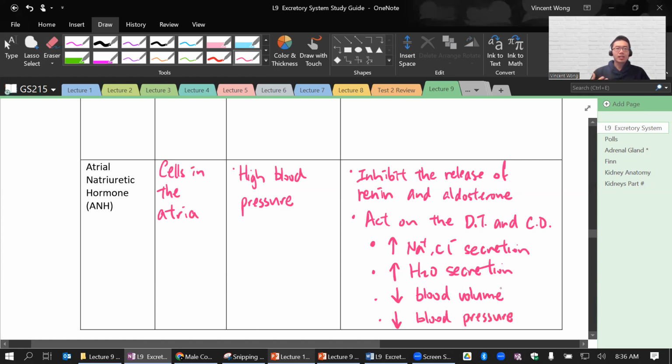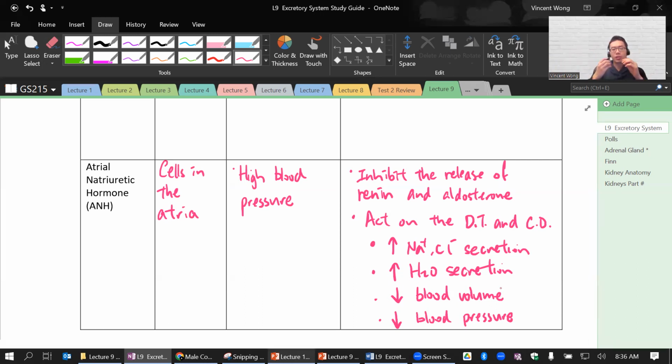Okay, so it's like a constant balance between how much sodium to put in the filtrate and how much sodium to conserve, and that ultimately has a role in regulating your blood pressure. Okay, so that is where we left off last time. I'm going to go back to the PowerPoint now.